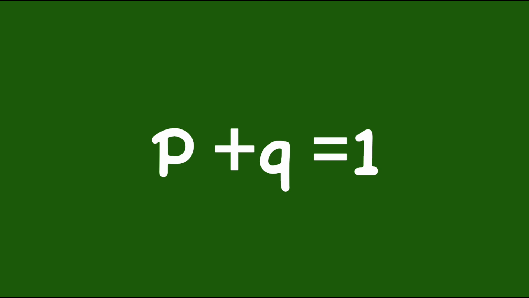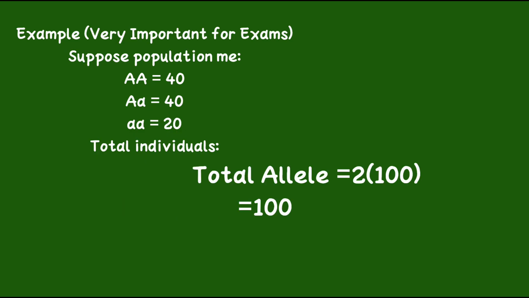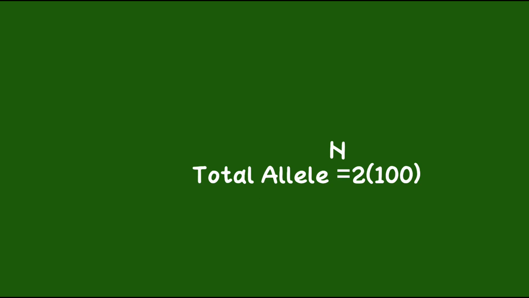We will know everything by an example. So let's begin the example. Suppose the population is capital A capital A 40, capital A small a 40, and small a small a 20. So we just have to add it, so it comes out to be 100. So total allele is 2 into 100, that is 2n, which is equal to 200.